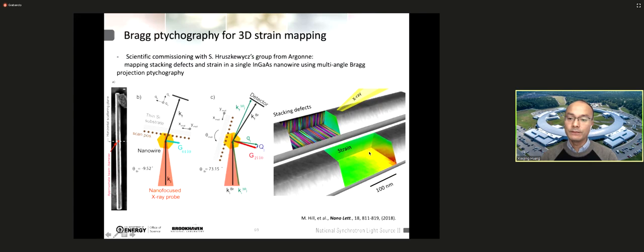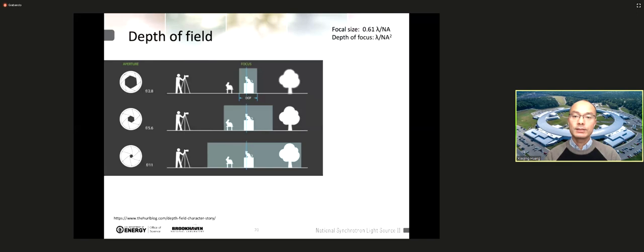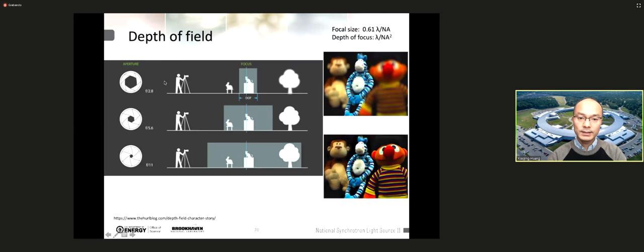Okay, now let's change gear a little bit and look at the imaging system itself. As we keep emphasizing, in order to achieve a high resolution, we have to work with an imaging system with a large numerical aperture. But the physics: the larger the numerical aperture, the more the depth of field will shrink. Like in this case, with a larger numerical aperture, we can only see one object.